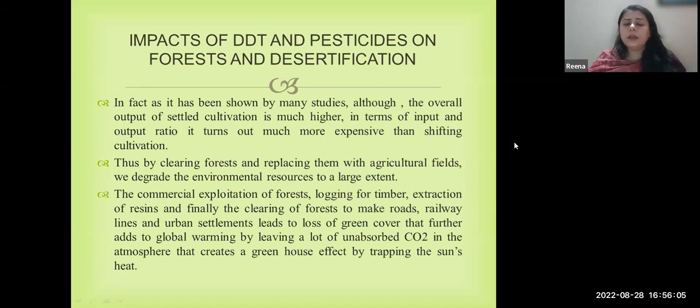Then there are more impacts of pesticides in forest. If you see, for commercial exploitation of forest, logging of timber, extraction of resins, and finally clearing of forest to make roads, railways, urban settlements. So any kind of infrastructure facility, you just name it, it will cause direct or indirect impact to our forest cover, and in the long term it will result in desertification.